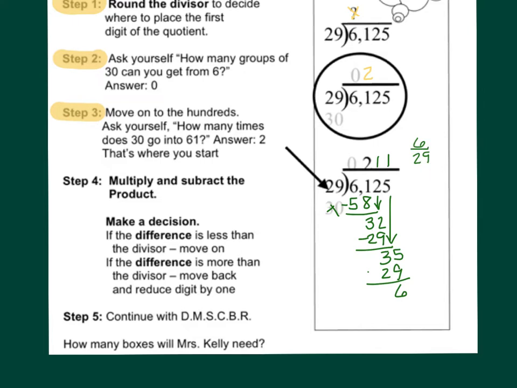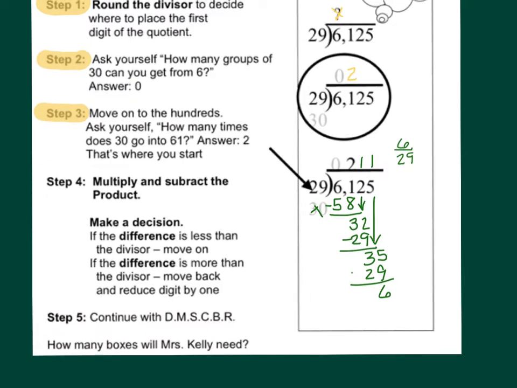So now I have my answer, 211, and I'm going to write my remainder as a fraction, and I would have 6/29. However, my question asks, how many boxes will Mrs. Kelly need? And I know that I can fit 29 blankets into each box. So I'm going to need 211 boxes, but I'm also going to need that extra box for those 6 that are left over. So the actual answer to my question would be 212 boxes.